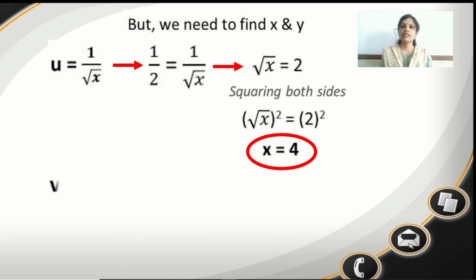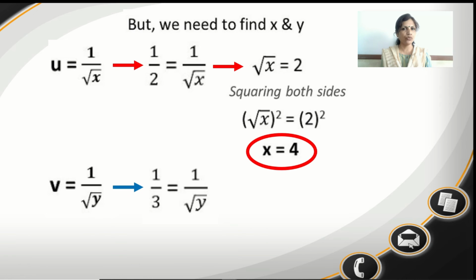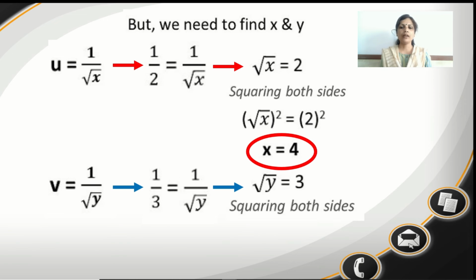Similarly, v is equal to 1 upon root y. So we'll be writing it like 1 upon 3 is equal to 1 upon root y. We'll take the reverse of both the terms. So you're getting square root y is equal to 3. Squaring both the sides once again, we get y is equal to 9, and that is the value of y.